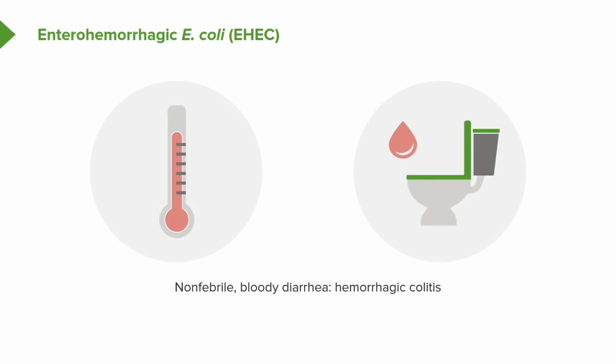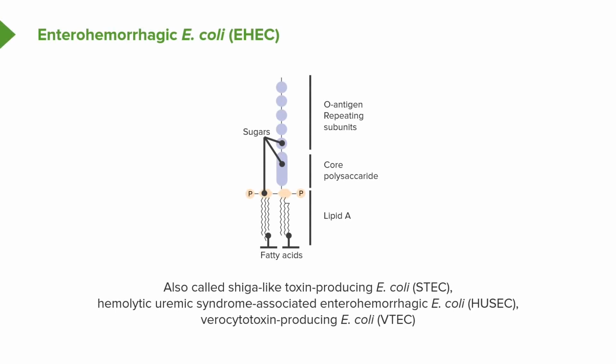Let's move to E. coli, one kind of E. coli, Hemorrhagic E. coli, or EHEC. Now, these are strains of E. coli that are frequently in the news, so you may have heard of them. EHEC E. coli cause non-febrile, no fever, bloody diarrhea, and hemorrhagic colitis is the name of this syndrome when caused by EHEC strains. So how does this work?